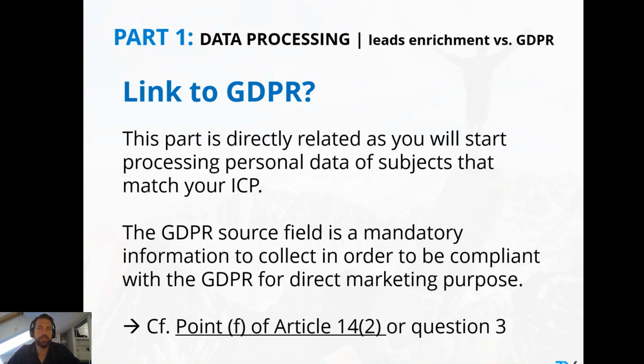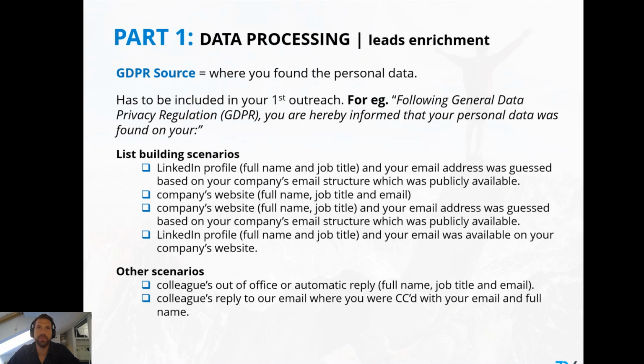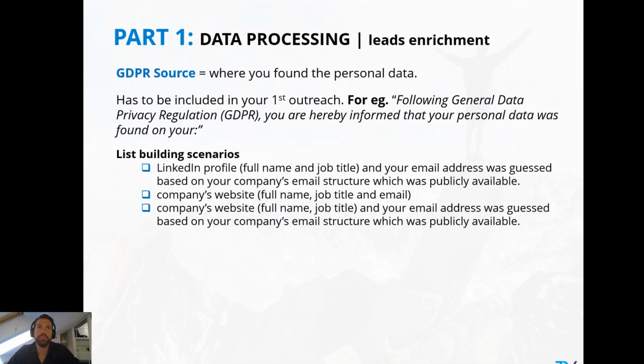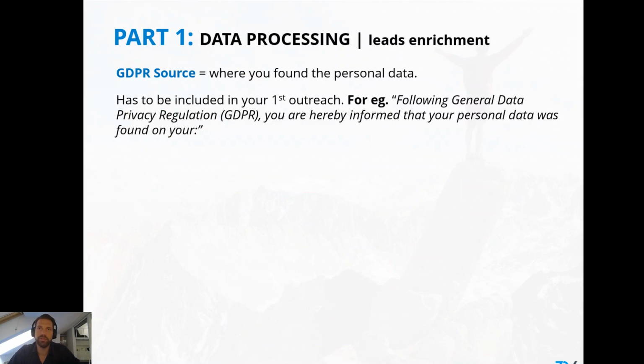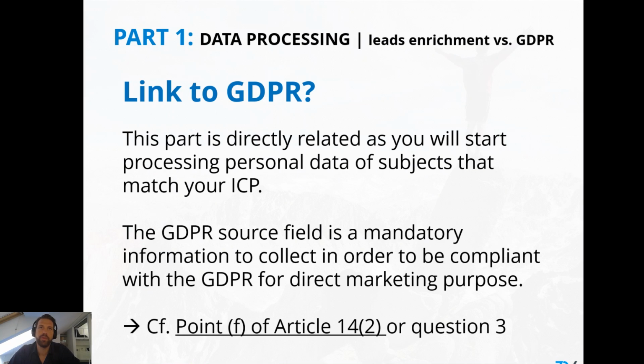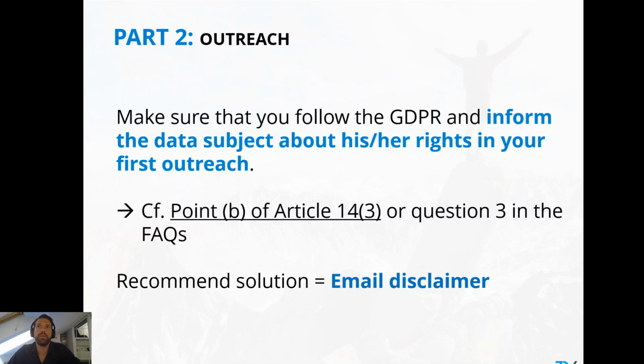And it's very, very important that you make some of these fields mandatory. So for example, this field right here has to be a mandatory field. So you cannot add people in the CRM without choosing one of the scenarios in this field. Very, very important. And then for the outreach, we need to inform the subject, right? So if you go back to the previous slides, to point B of article 14.3, then you need to inform them about these three slides.